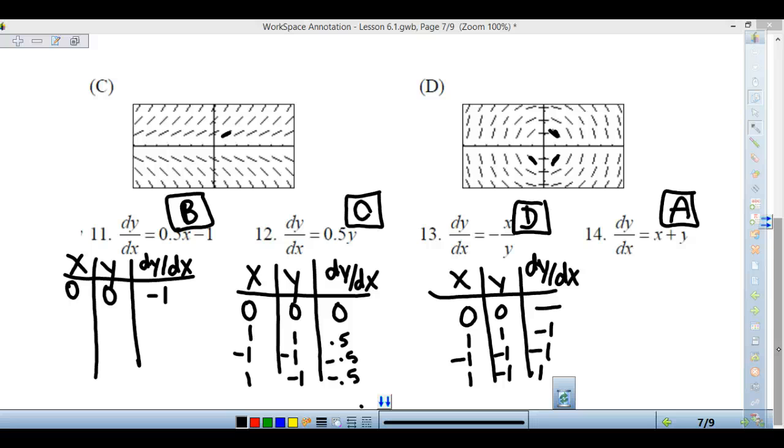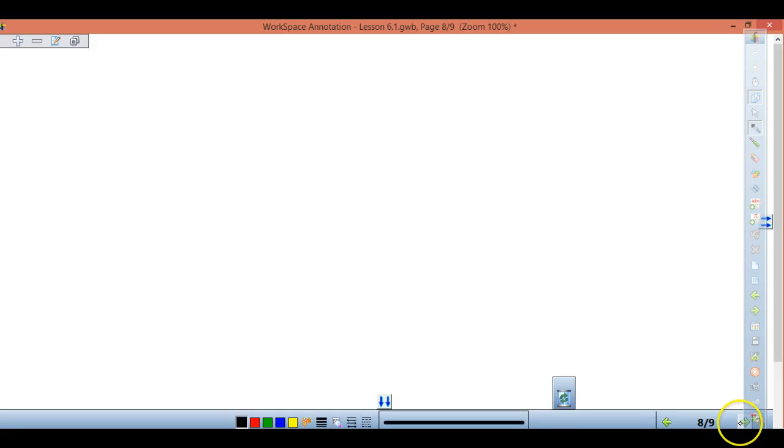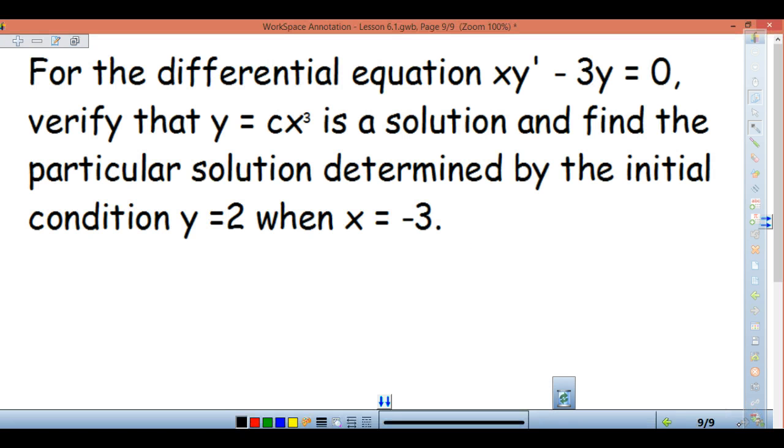Okay, so that would be a way to match up a differential equation with a slope field. And later this unit, in the next lesson, we will be talking about how to come up with a sketch of a slope field for a differential equation. All right, so let's look at one last example here.